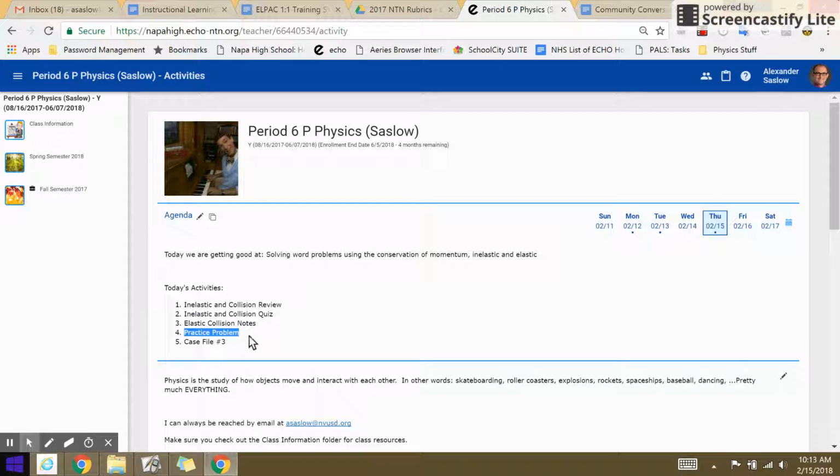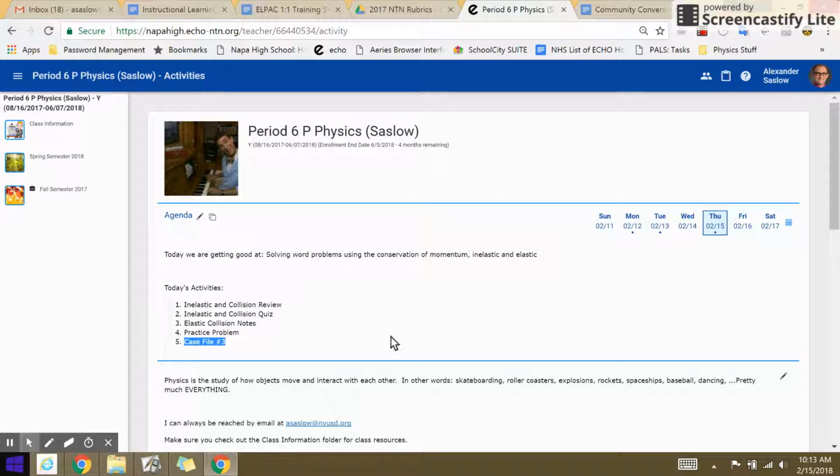Then there's a practice problem. That's part of the video lecture. That's in this video. And then finally, case file 3. At the end of this video, I give instructions on how to solve case file 3. So you just keep watching this video, you take the notes on it, you read case file 3, maybe you watch the last bit of this video again, and then the rest of class is case file 3.